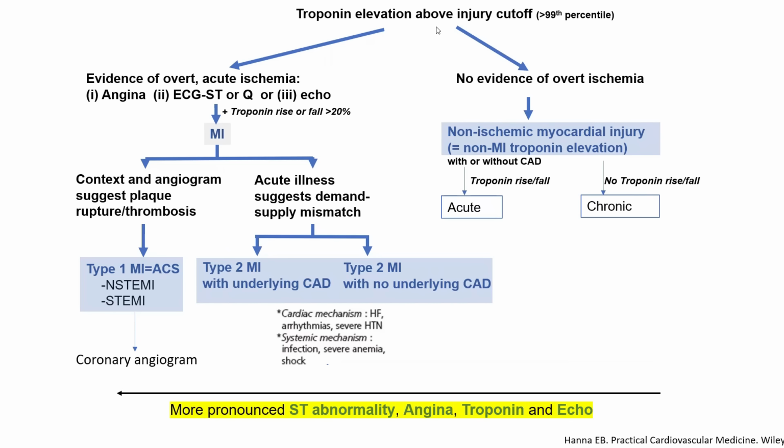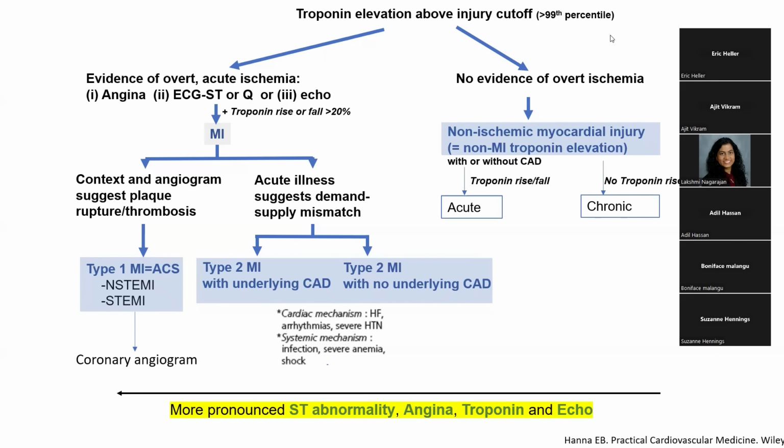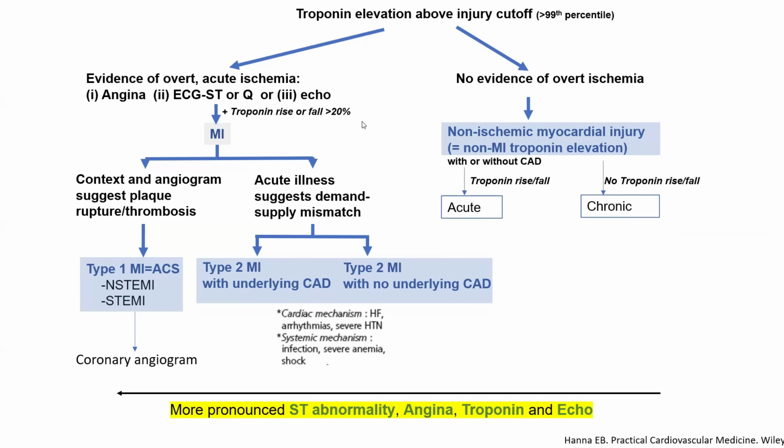Now, if you have a troponin elevation, but you don't have a clinical evidence of ischemia, this is what we call non-ischemic myocardial injury or non-MI troponin elevation. This is the most common cause of troponin elevation in the hospital. Now, the mechanism for non-MI troponin elevation is somewhat similar to type 2 MI, except the injury is not as severe. That's why you don't get angina or ST abnormality or wall motion abnormality on echo.